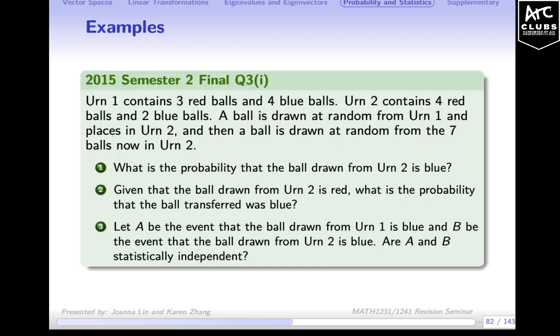Okay, a more difficult example. This one was from, I believe, the 1231 paper, and I think you guys should know this as well. So you have 2 urns. One contains 3 red balls and 4 blue balls, and the second contains 4 red balls and 2 blue balls. A ball is drawn at random from the first urn and placed in the second one. The first question says, what is the probability that the ball drawn from urn 2 is blue?